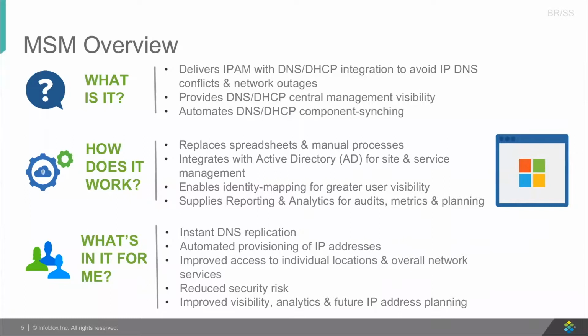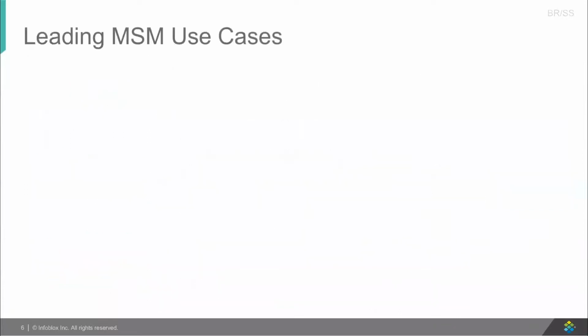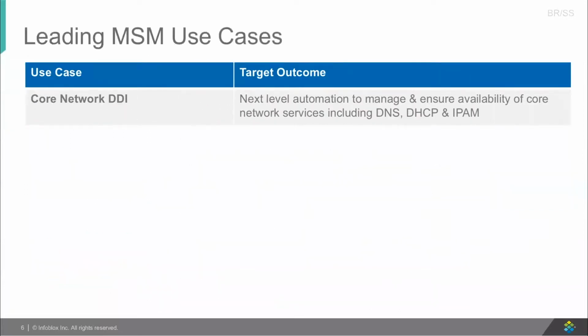Yeah, no, so that's really a good overview. So thanks for sharing that, Steve. Well, let's take a moment now and look at some of the leading use cases. So in the area of core network DDI, really, folks are looking at the targeted outcome of next level automation. You were just talking about that, right? Can you talk about that a little bit more?